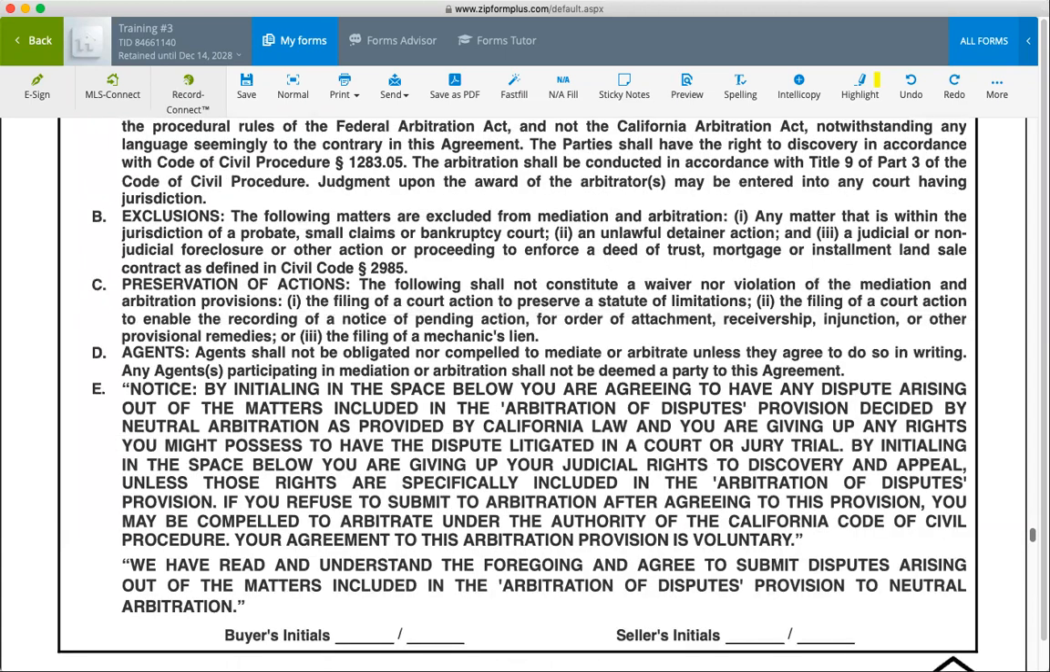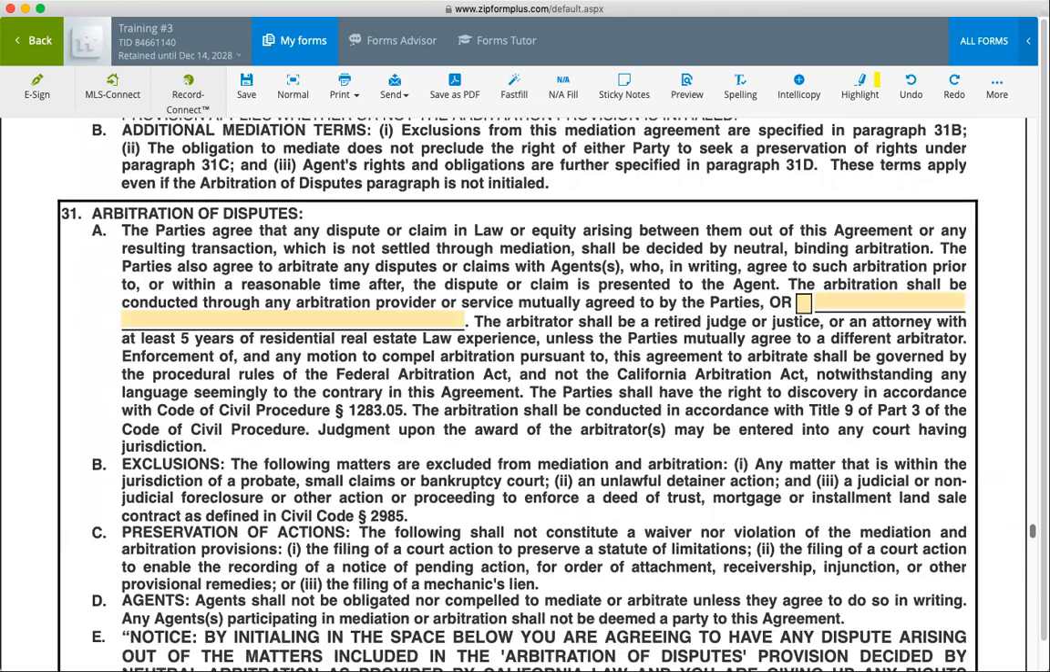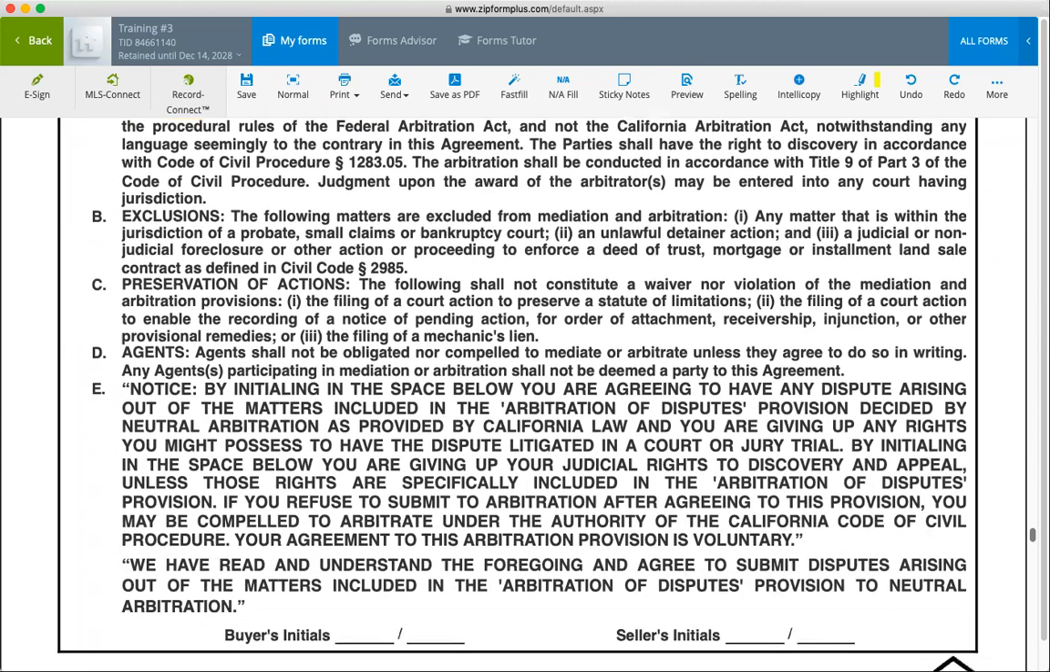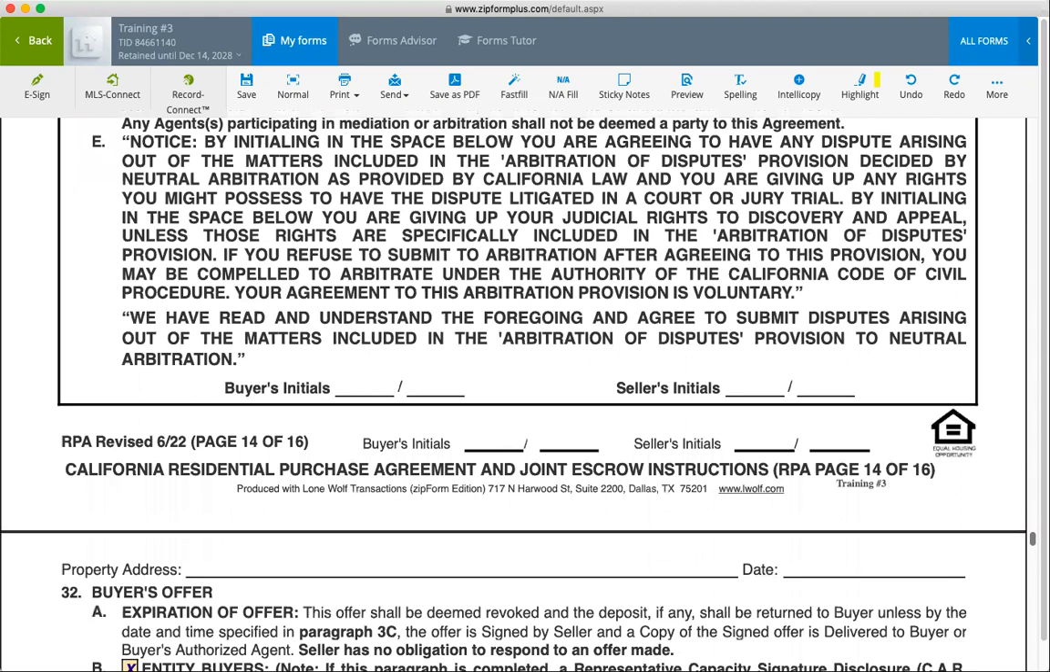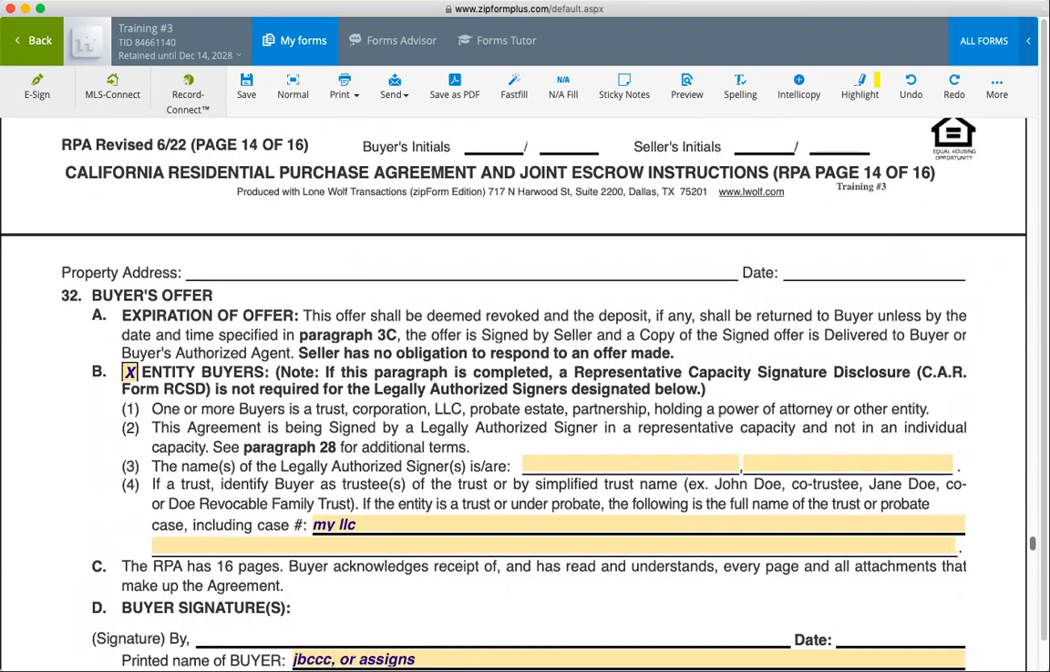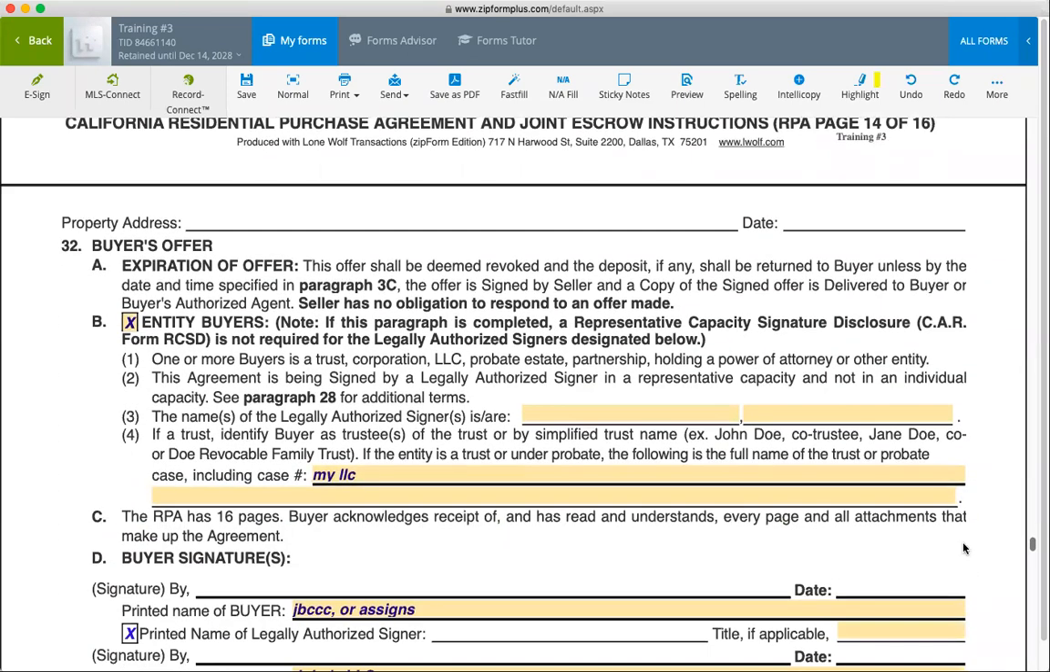So arbitration can be just as expensive as going to court. And one drawback is there's no right to an appeal of an arbitration decision. Whereas if you get a bad decision in a court trial, you can appeal that. And we've actually done that in the past.